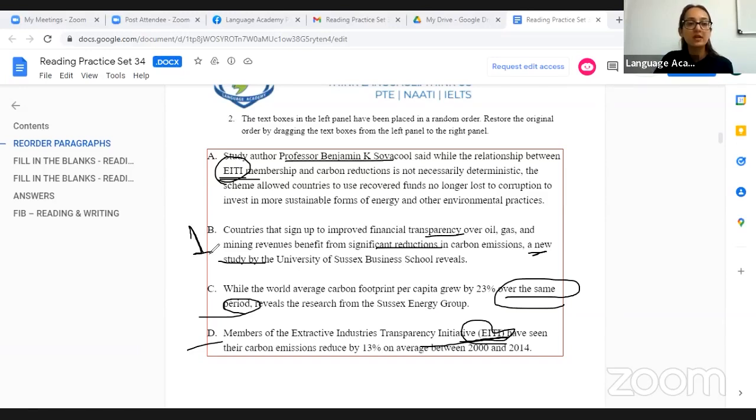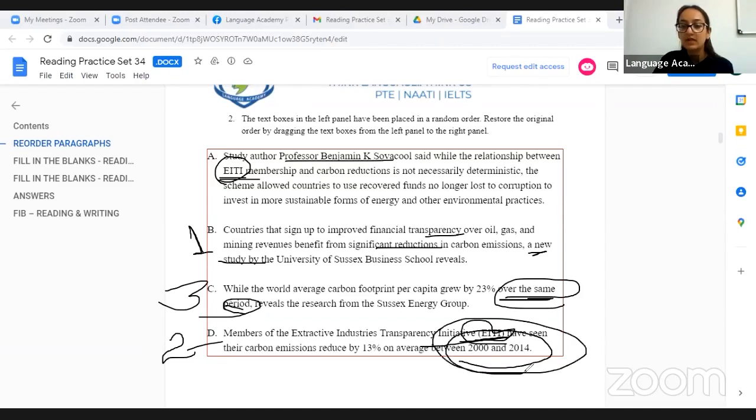So what is more academic? Talking about countries or talking about only members of one particular industry? You always have to put the broadest sentence as your first sentence. So first we talk about countries, and after that we talk about EITI because this has the full form. And then we'll put C because C says over the same period. And the same period means 2000 to 2014. That is why it will come right after that sentence. In the previous sentence we say 2000 to 2014 and directly refer to the next sentence, the same period.